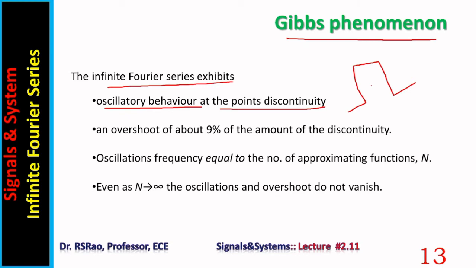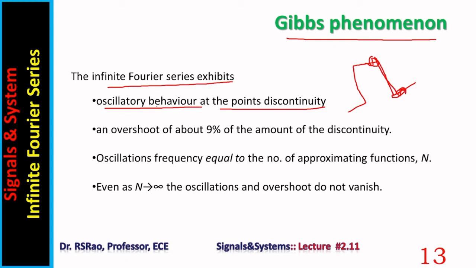If we plot this infinite Fourier series, then instead of the exact pulse, it gives a waveform that exhibits oscillatory behavior like this. Here also, it exhibits oscillatory behavior. Here are some oscillations. Of course, the amplitude of the oscillations decreases. It is decreasing. This is called Gibbs phenomena. A series exhibiting oscillatory behavior at points of discontinuity is Gibbs phenomena.